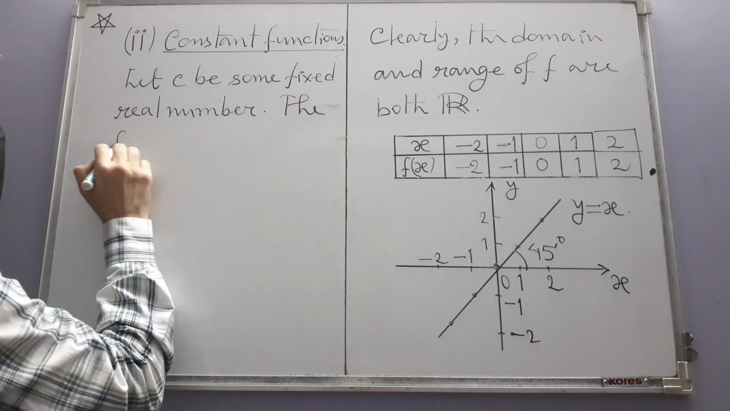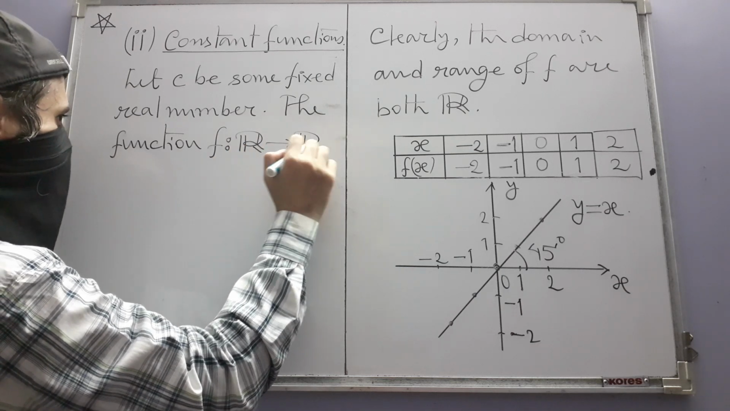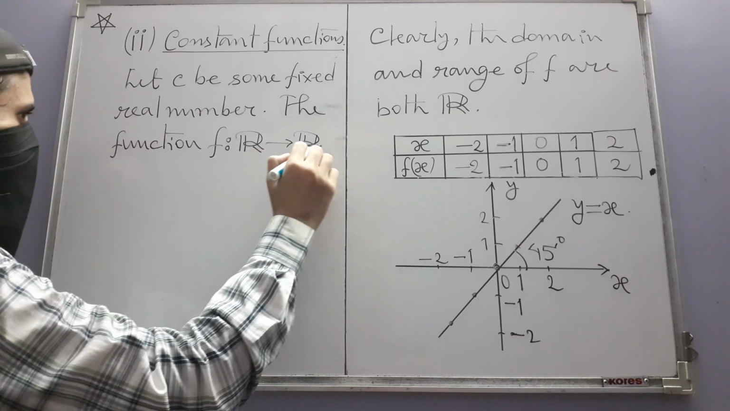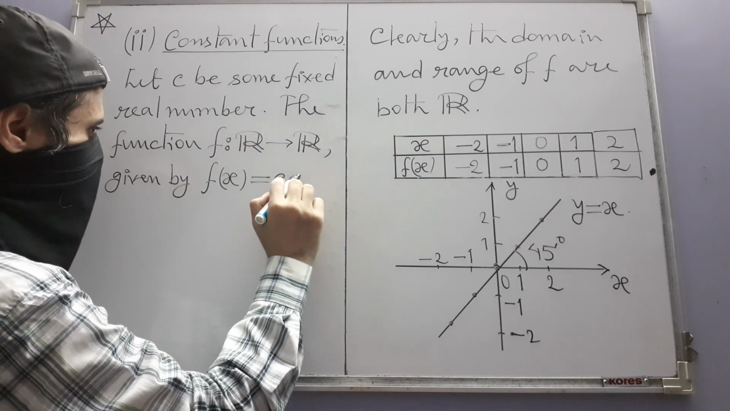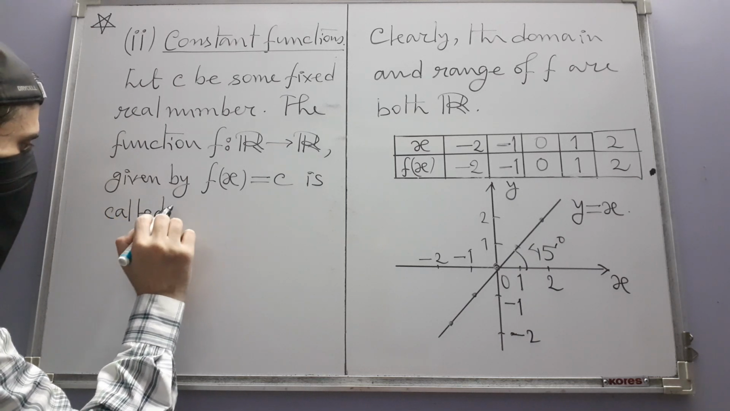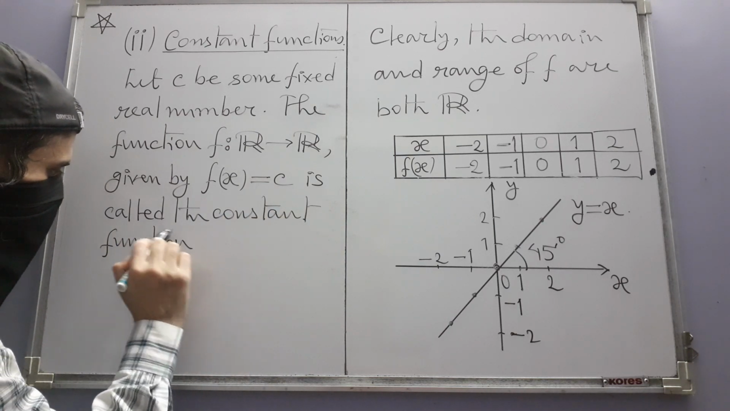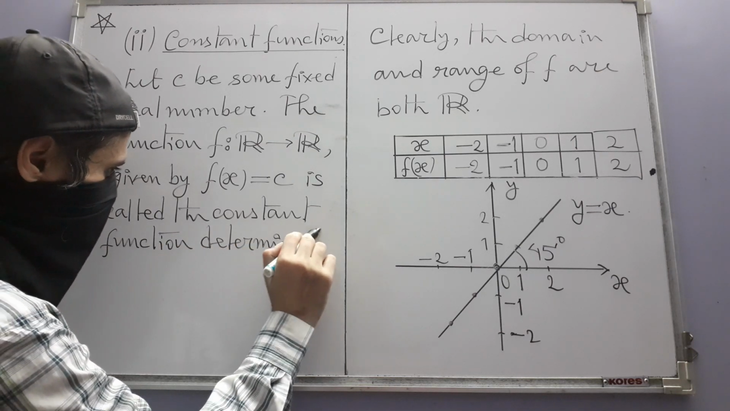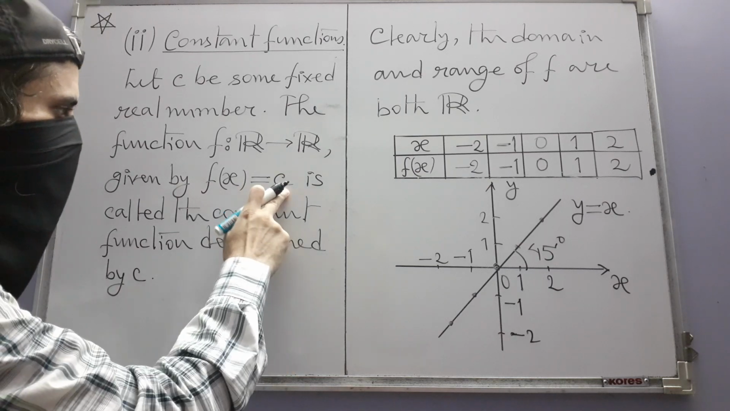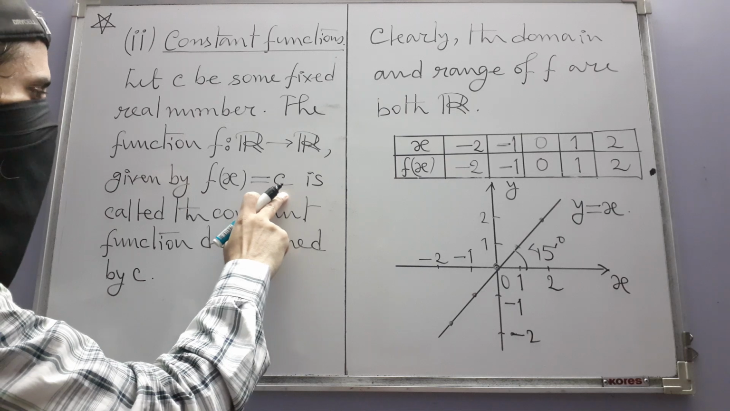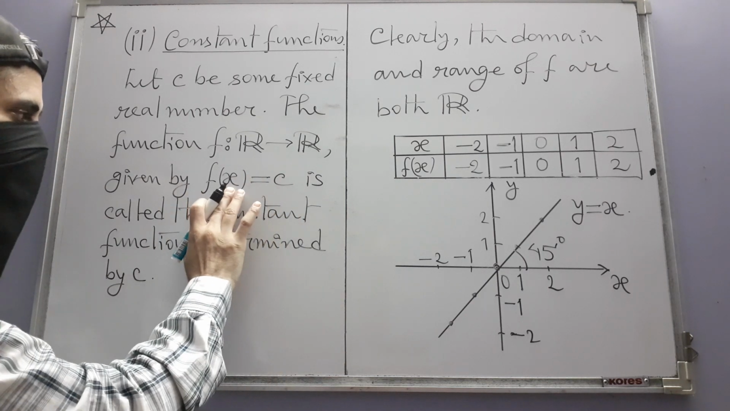The function f from R to R, so all these are real functions, given by f of x equal to C is called the constant function determined by C. Or you can simply say that it is a constant function, because C is your choice, so you can choose different values of C. Say in place of C you can take suppose 1 or 2, but once you make that choice, then that will not change when x changes.